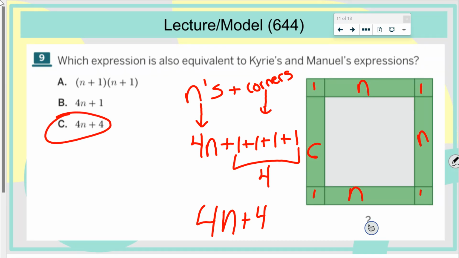Again, each side of the square is n. They are all the same because it's a square. And then we have 4 additional squares that are each the same size, that are each 1 unit. So we have 4 n's plus 4 other units. All right, let's keep going.